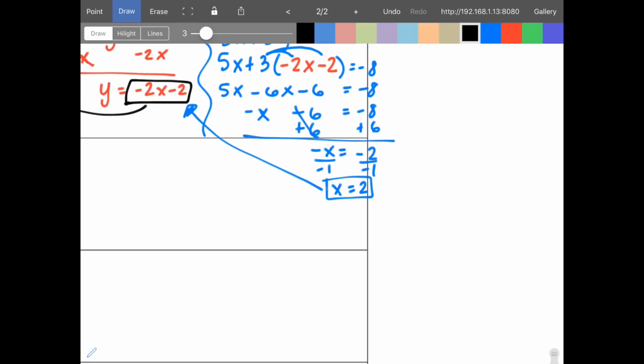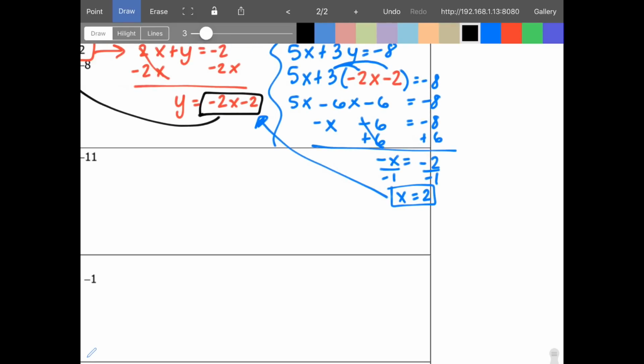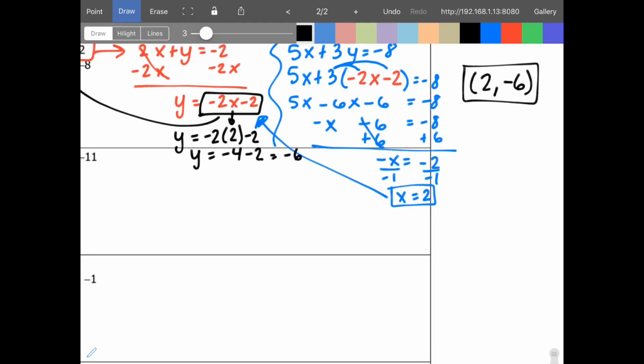So let's do that. We're going to say y equals negative 2 times 2 minus 2. We just plugged in 2 for x. See how we plugged in 2 here for x. So y equals negative 4 minus 2, which is negative 6. So remember, we write this as a point. We're going to write our answer: 2 comma negative 6. So we have x comma y.